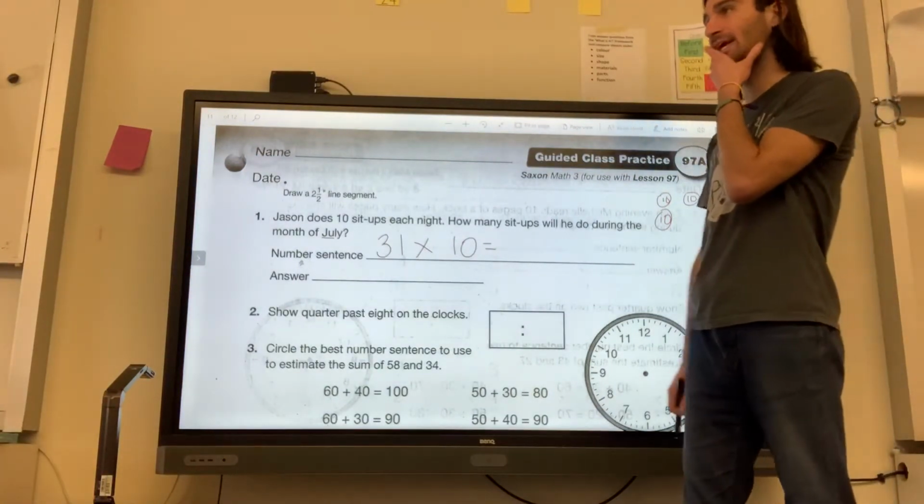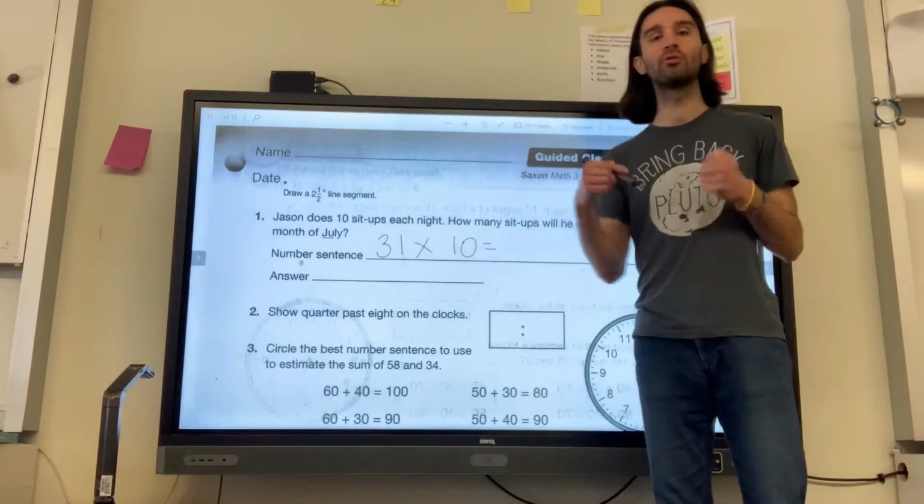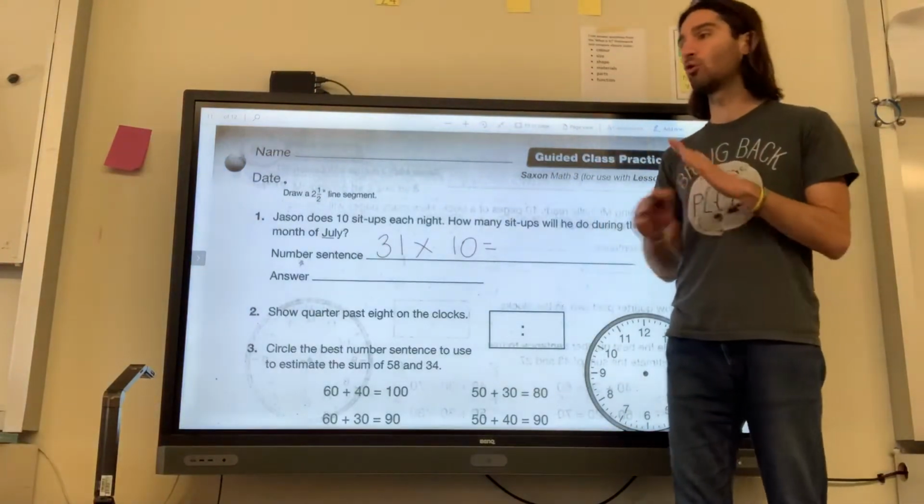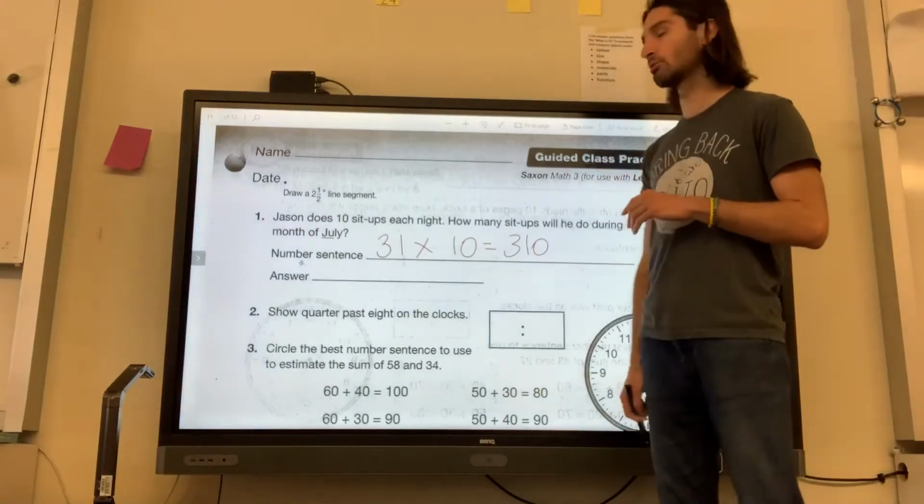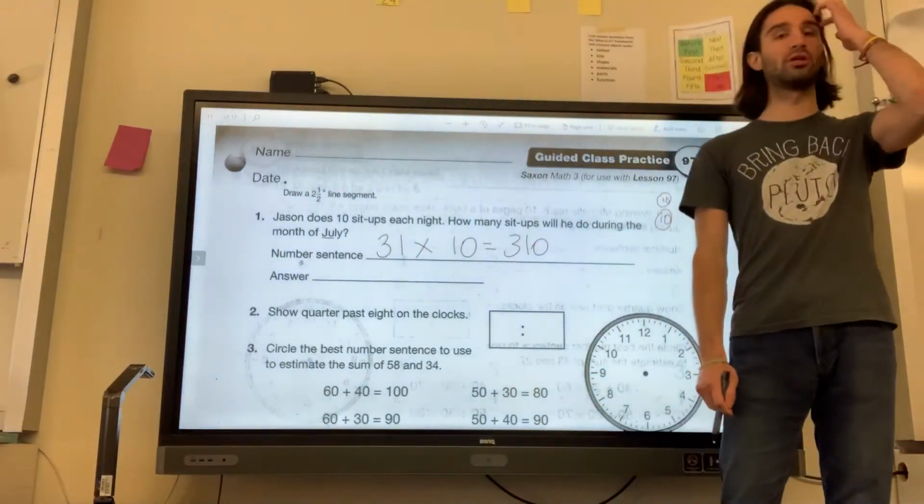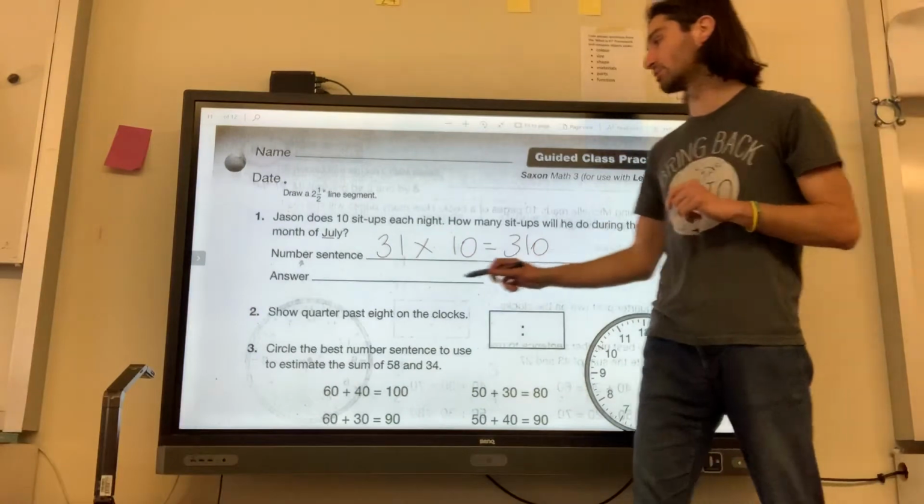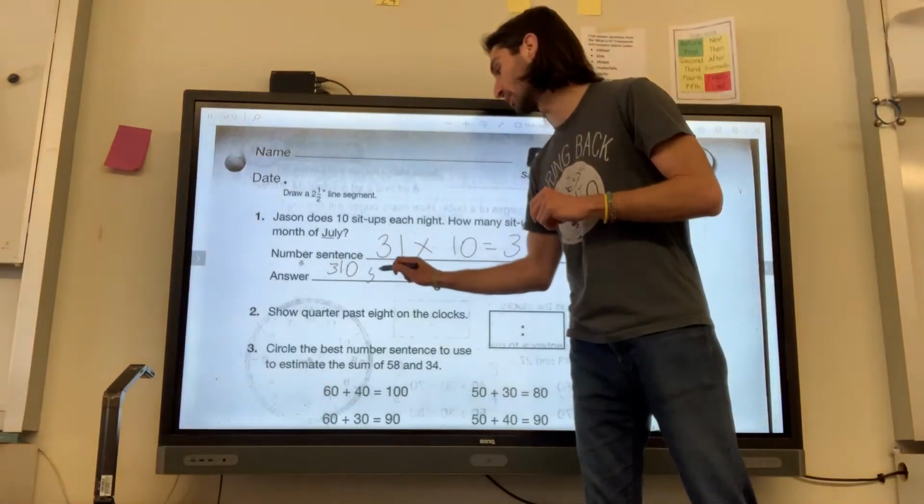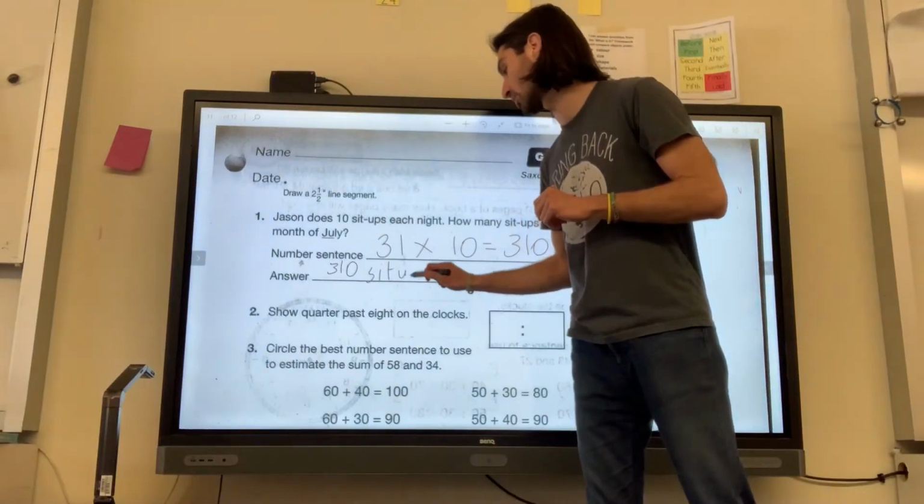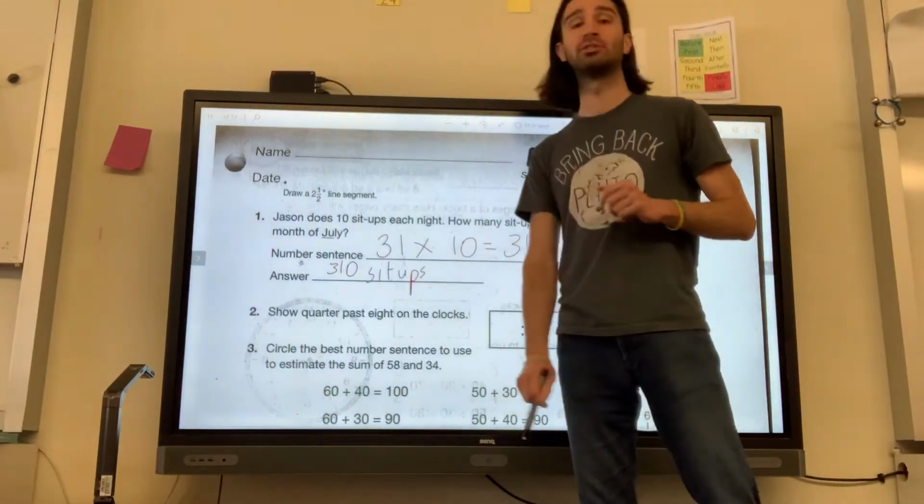31 times 10. When we times by 10, the only thing we have to do with that other number is add a 0. Remember that. When we started learning our times tables, the only thing we had to do was add a 0. So how many sit-ups does he do in the month of July? 310 sit-ups. Nice job, Jason. Maybe we should all be doing 10 sit-ups every day.